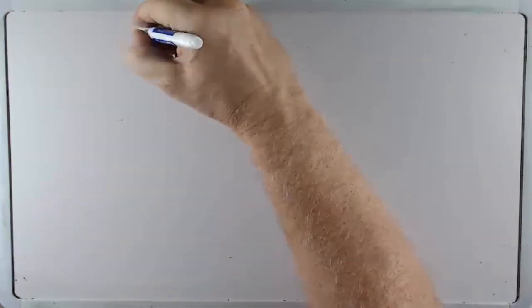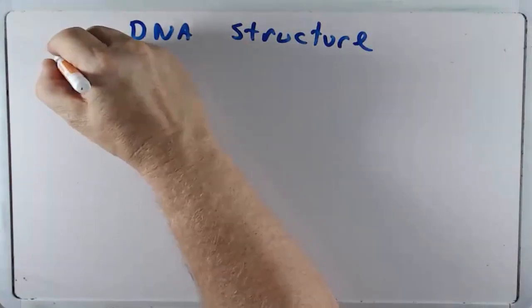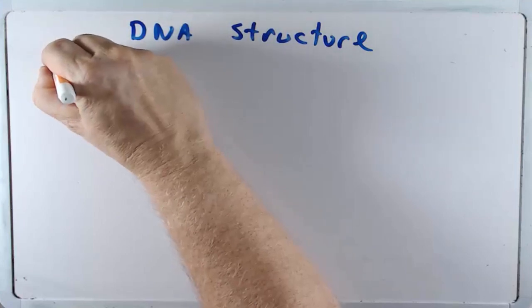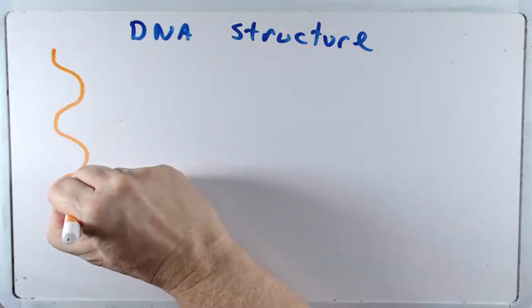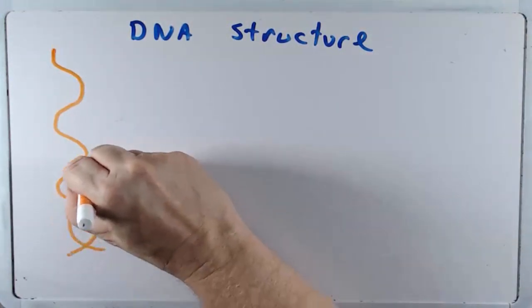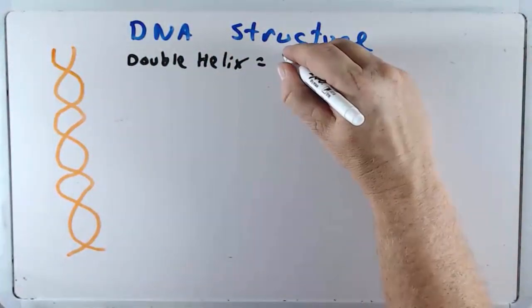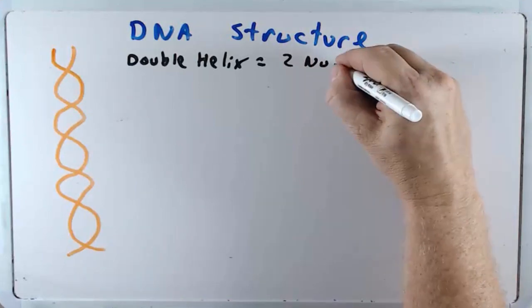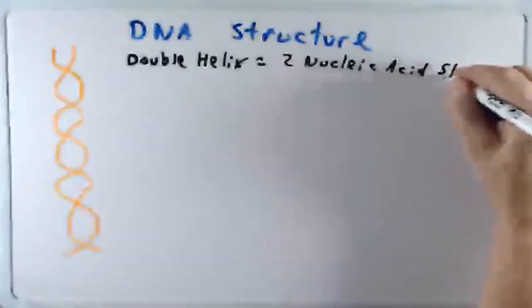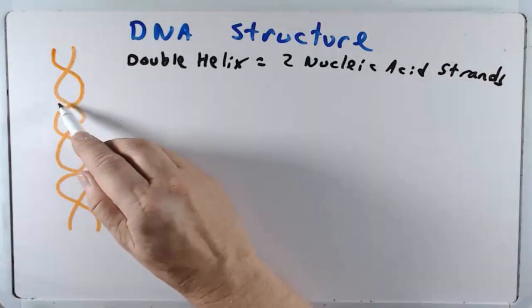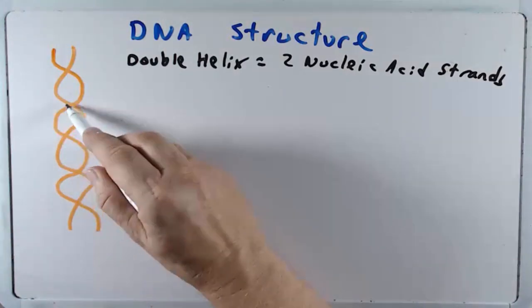In this video podcast, we're going to talk about the structure of DNA. And I'd like to begin by just drawing a brief double helix here. The double helix is equal to the two nucleic acid strands. One strand is here and the other strand is wrapped around.